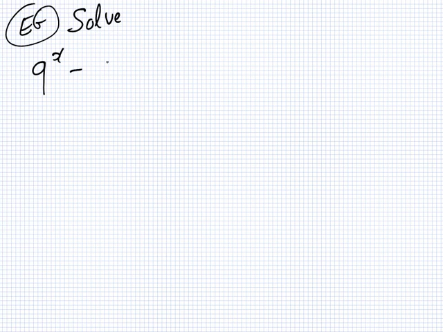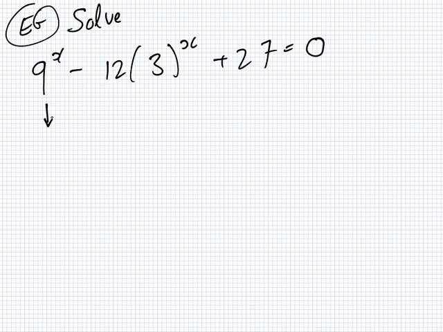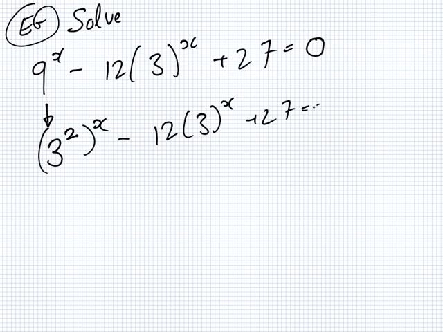9^x minus 12 times 3^x plus 27 equals 0. Now, do we have any ideas what to do here? Yeah? Change 9 power x into 3 squared, counter squared. Squared, that's the word, yeah. So the 9 is 3 squared, to the x, minus 12 times 3^x plus 27 equals 0.